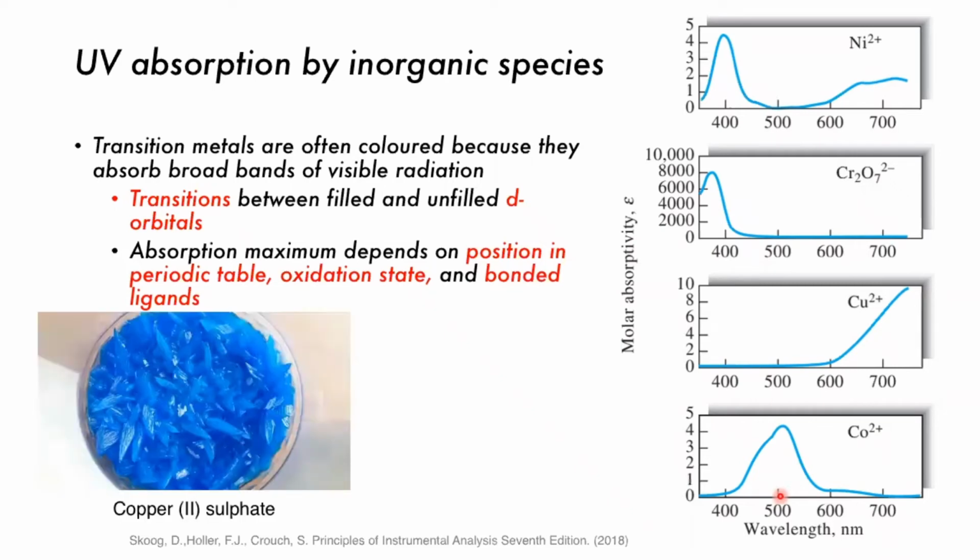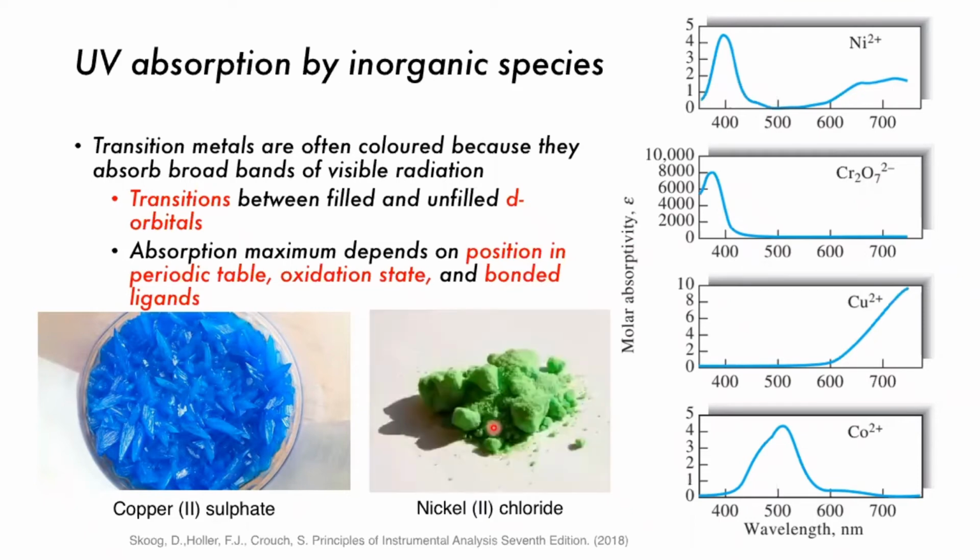So copper 2 sulfate, here is its color. It's blue because it's absorbing the red light here at the end of the wavelength. So it's reflecting all the blue light, so it's a blue-like color. And then we have others like nickel 2 chloride. It's going to be green because of the wavelengths which it is reflecting and not absorbing.